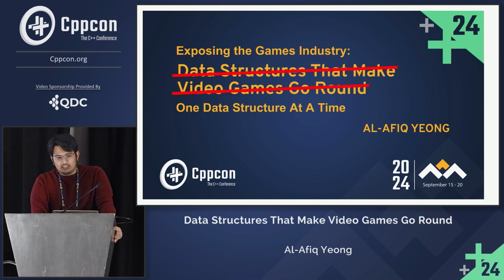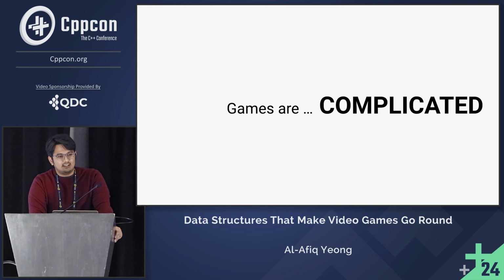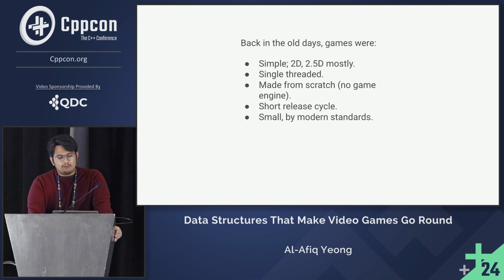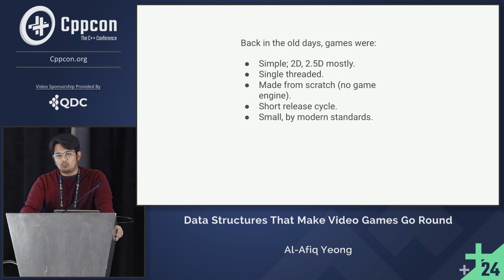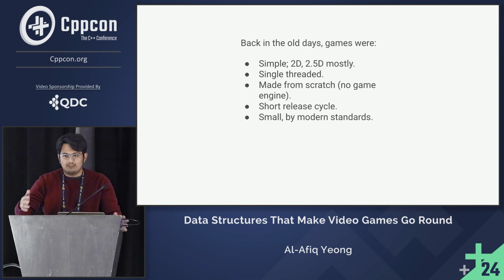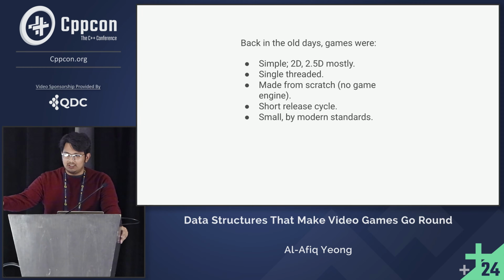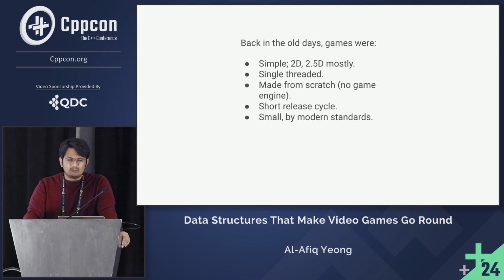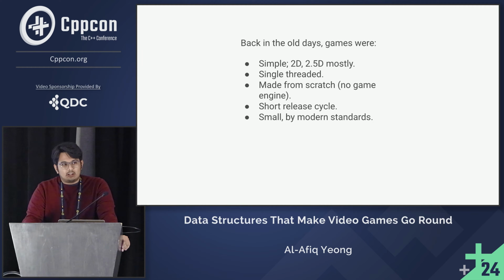I'm gonna start by just saying, games are complicated. If we take a look at the retro games from the perspective of the modern era, the old games were fairly simple. They were 2D, 2.5D, right? Doom wasn't even 3D. It was 2D with fancy math that fooled us into believing it was 3D. They were all mostly single-threaded, oftentimes made from scratch with no game engines. They had short release cycles, usually between 1 to 2 years. And the code base is small by modern standards, right?